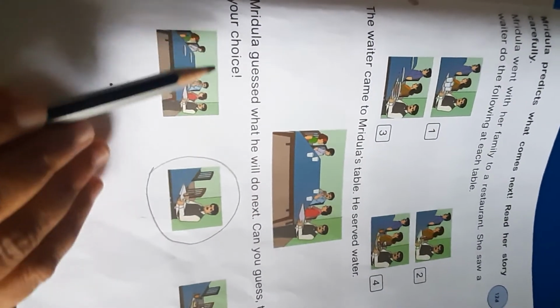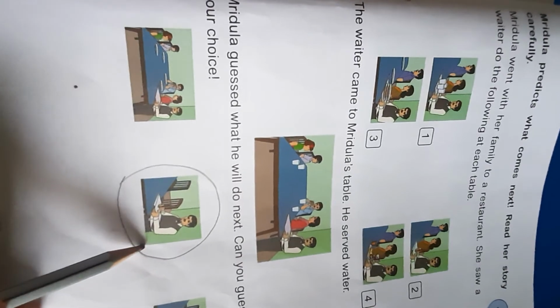Here it is given, no. In the first one he is serving water, and in the second one he is taking the order, no. So that's why after serving water he is going to take the order. Okay, children, you have to circle this one.